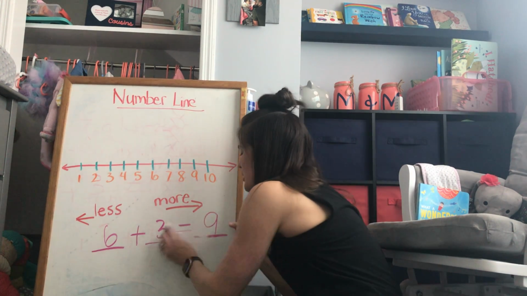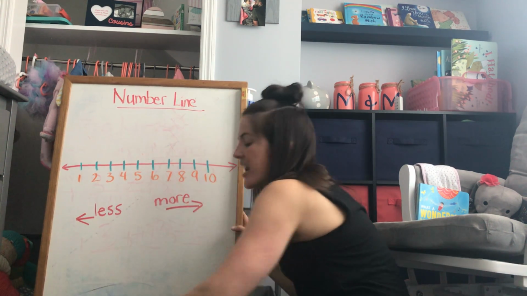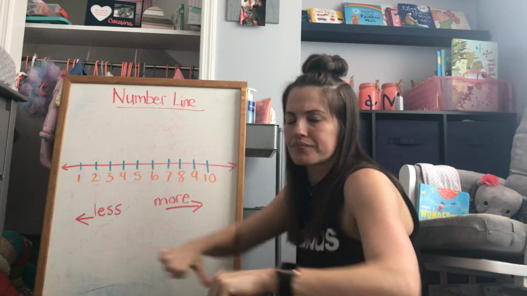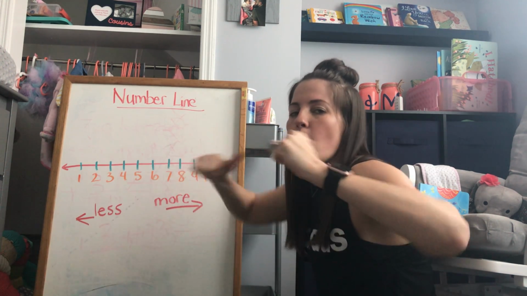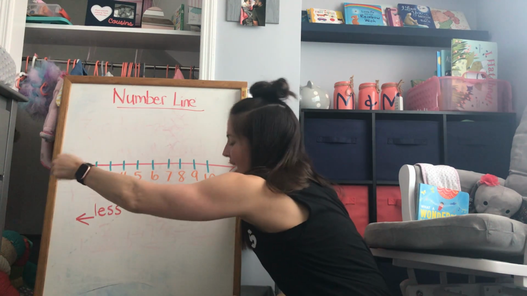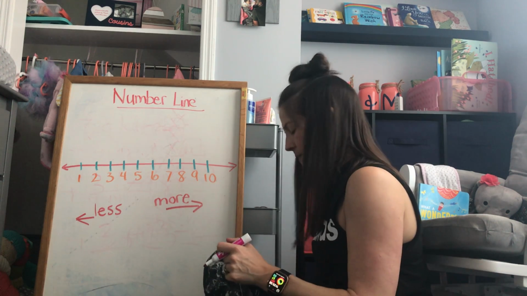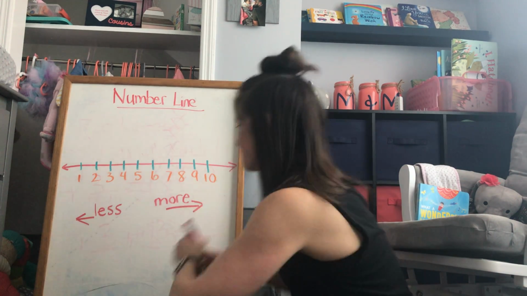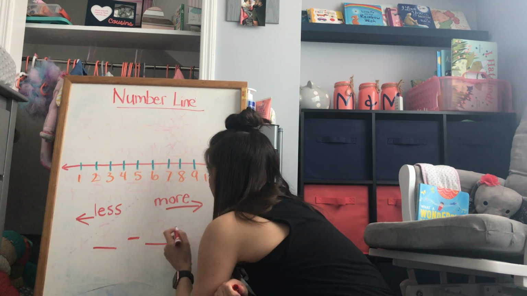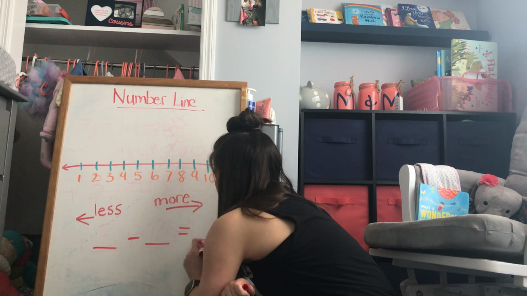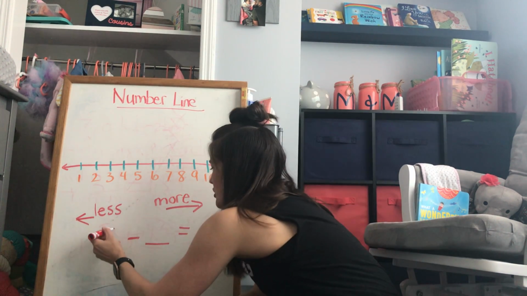Okay, let's try subtracting. Now my brain knows when I subtract, the number gets smaller. Subtract means take away. Minus means take away. So I've got to hop back so that the number is less. Where's my lid? I was going to use a different marker color. There it is. Okay, let's try this one. So I'm going to have a number minus another number equals, and then my number here is going to be smaller.